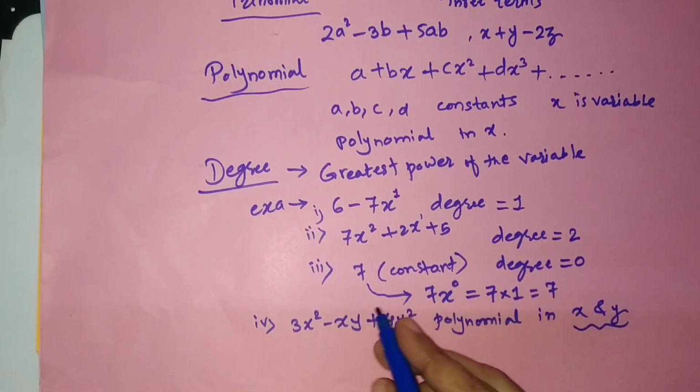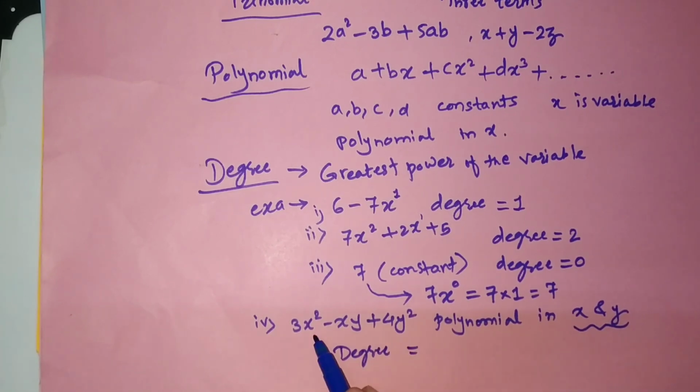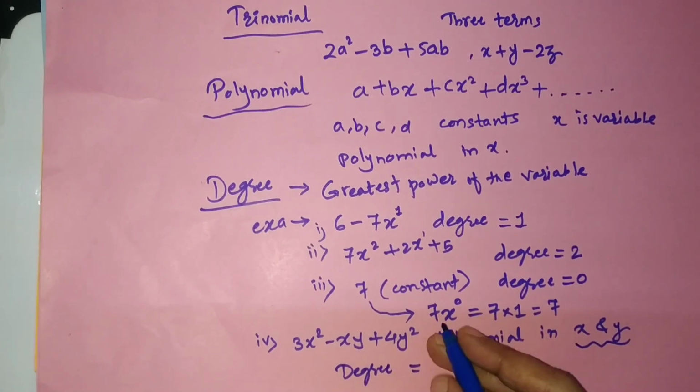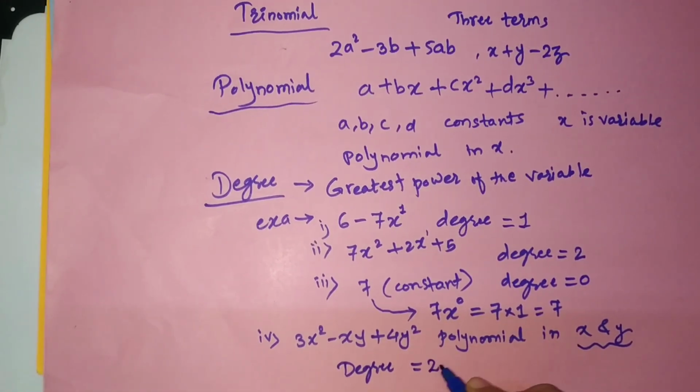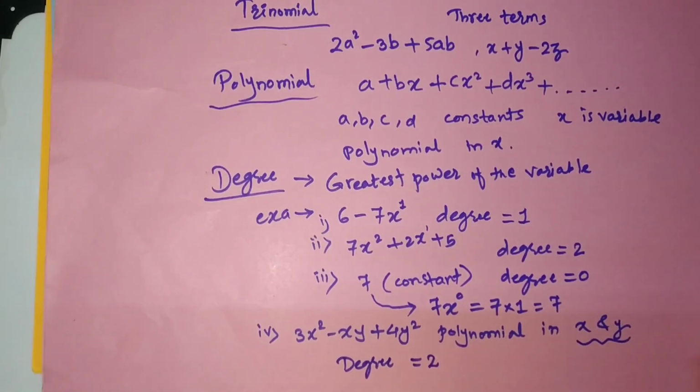So what is the degree here? In this case, the degree is nothing but the 2, which is the highest one, because y also has power 2, x also has power 2. So you can just say the degree is 2, which is the highest one. And in case the powers are in different variables within a term, you can add them.